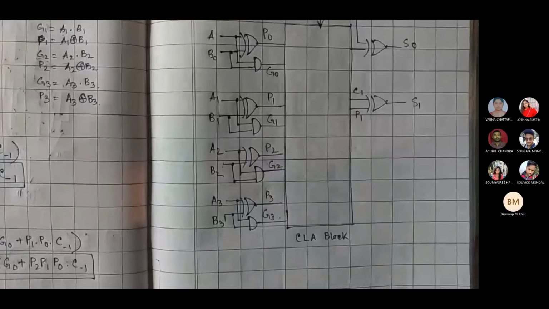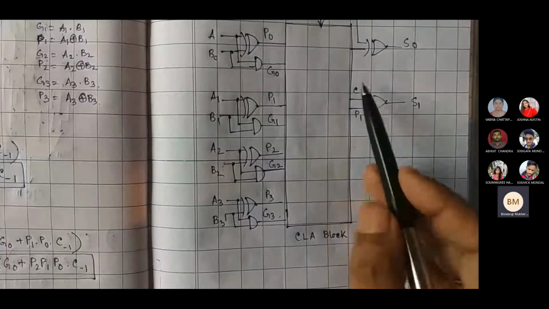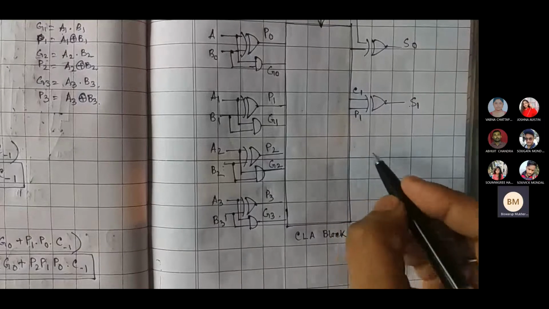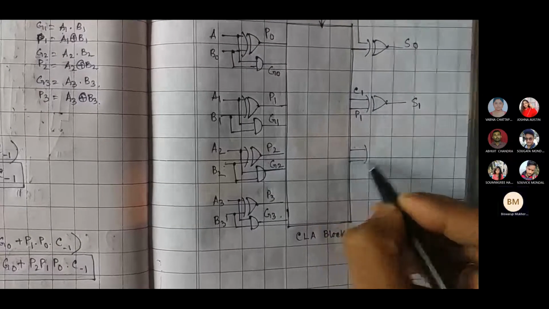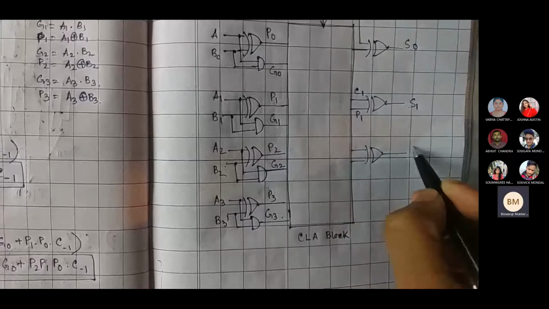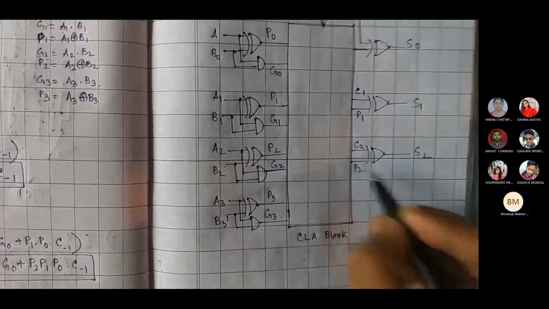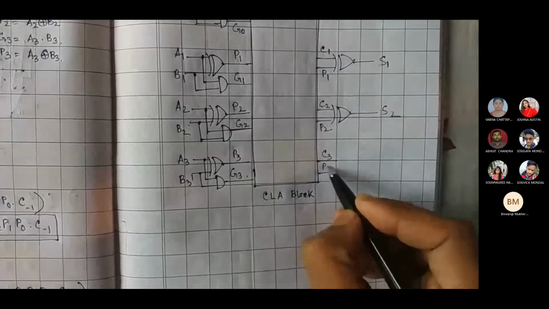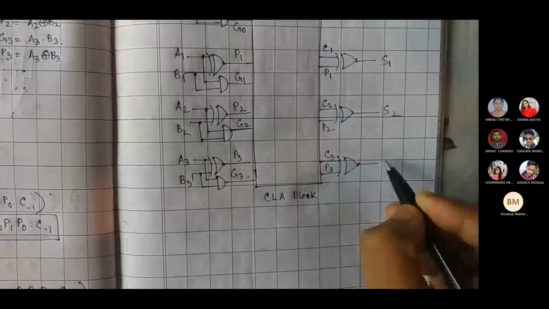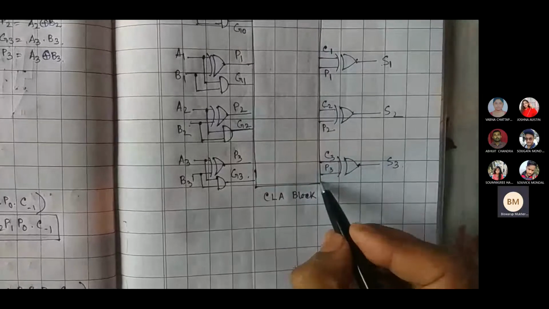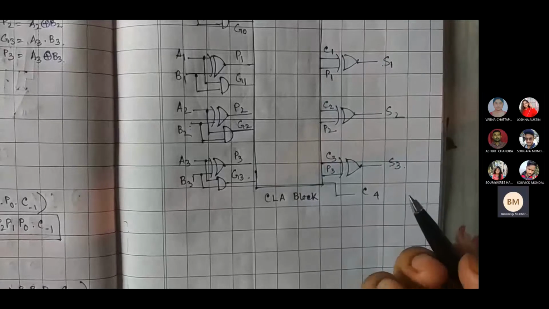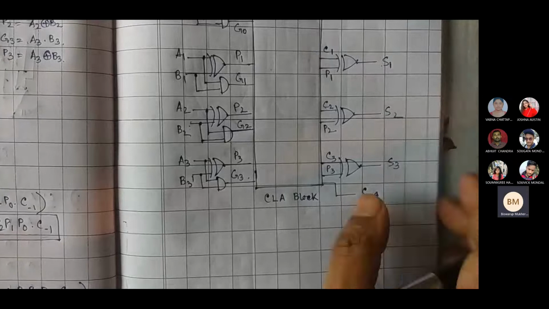Right? So A1 B1 এর সঙ্গে তার আগের ক্যারিটা just XOR করলেই we are getting the S1. Similarly C2 P2 XOR we are getting the S2. And similarly C3 P3 XOR to get S3. And finally we will be having C4. যেটা বেরোবে সেটা C4 হবে. And so on.